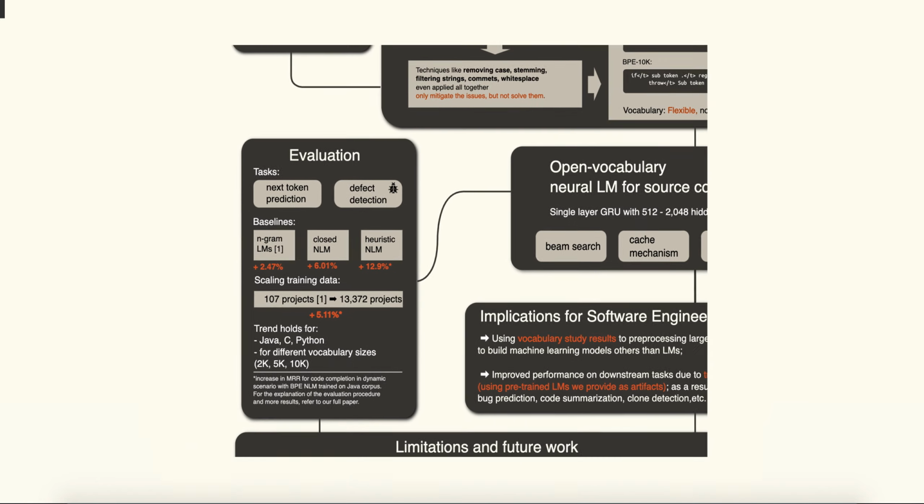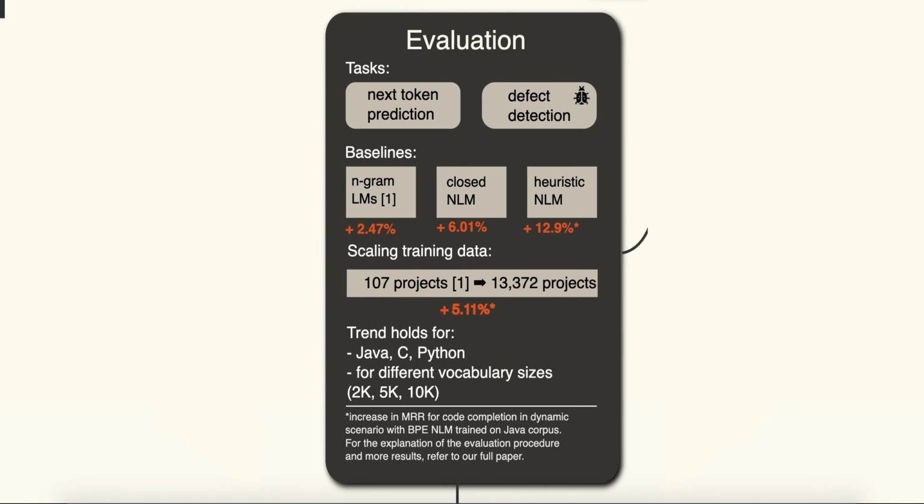We perform an extensive evaluation of our model on the tasks of next token prediction and bug detection. We compare it to different n-gram models from the previous work by Hellendoorn and Devanbu, as well as to the closed vocabulary model and the model trained on tokens split by conventions. Our model is superior in the majority of scenarios. We see these trends on Java, Python, and C corpora for 3 different vocabulary sizes.